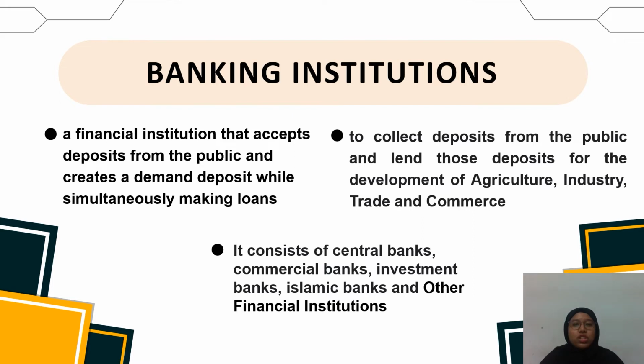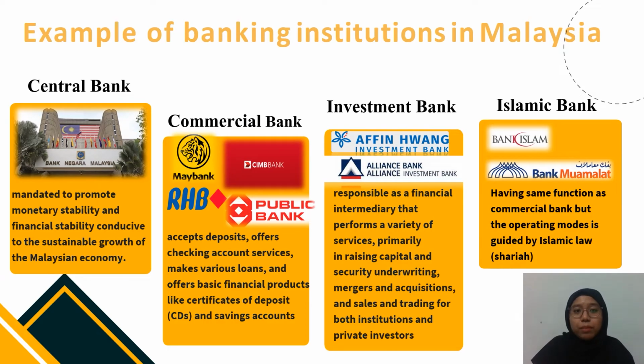Banking institutions consist of central banks, commercial banks, investment banks, Islamic banks, and other financial institutions. Here are examples of banking institutions in Malaysia. First is the central bank. The central bank is mandated to promote monetary stability and financial stability conducive to the sustainable growth of the Malaysian economy. The example of a central bank in Malaysia is Bank Negara Malaysia.